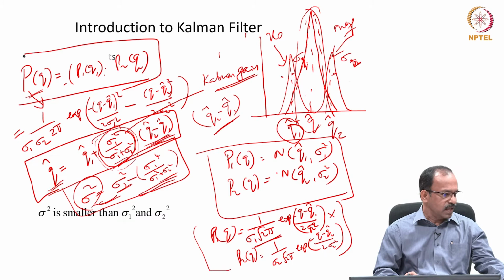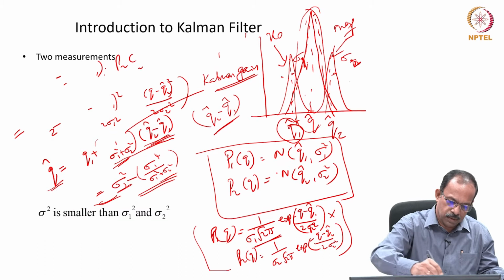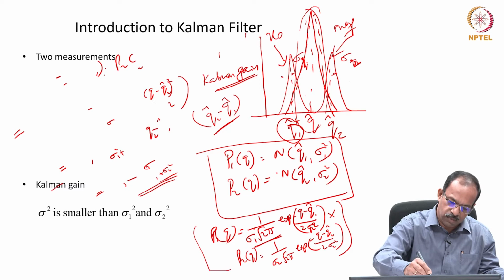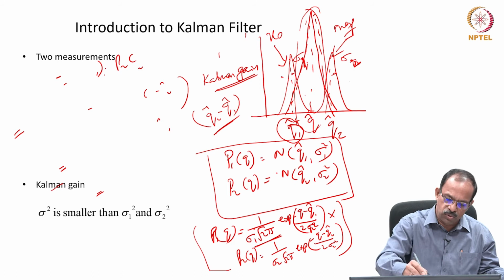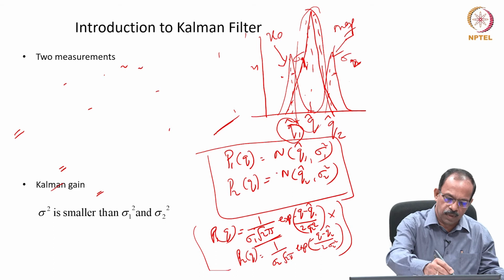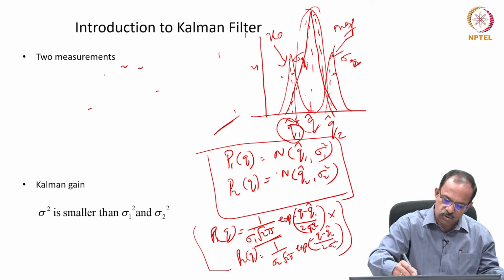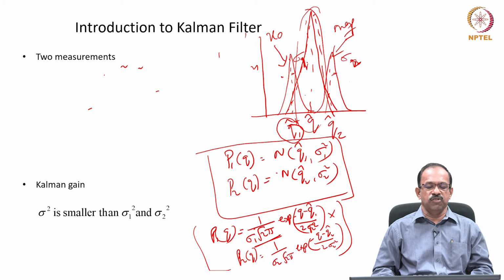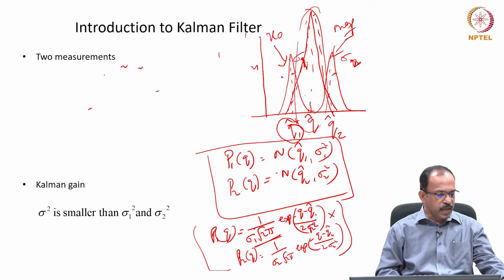So the two measurements will be there, and then we have this Kalman gain, which is sigma 1 square over sigma 1 square plus sigma 2 square. The estimated variance sigma square will be less than the previous two variances. So you will always get a better estimate of the position. So that is basically the Kalman filter based localization principle.